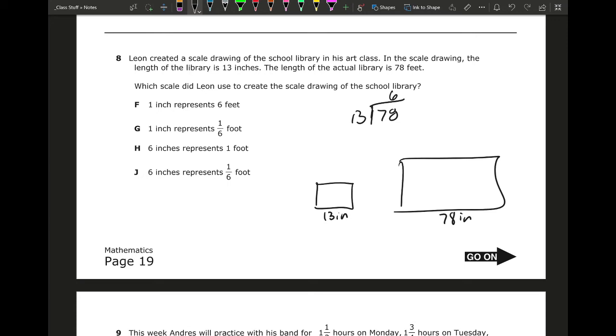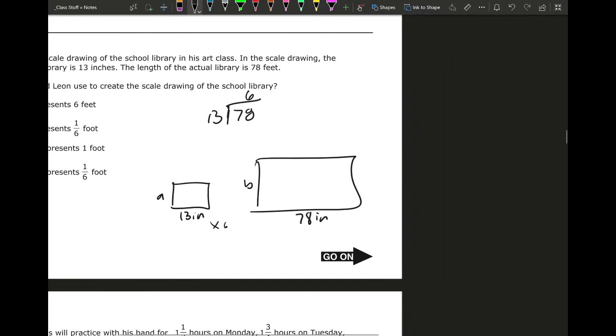So since I don't know these numbers right here, all I can do now is divide to see what happened. Or 13 times what gives me 78, right? Just like we did before. If we multiply this by 6, I get 78. So that means that each inch, because we're going from inches to feet, right? Each inch represents 6 feet.